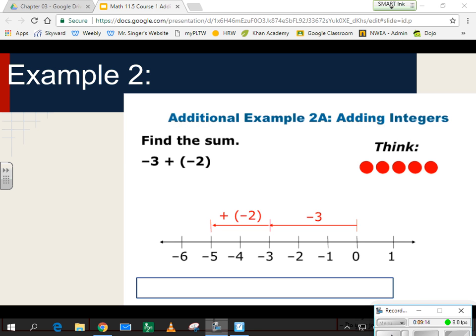Well, all you have to do is think, making each little dot for each number. You have 3 dots and then 2 more dots. They're both negative, so you can use red dots for negative, and you'll see that you get negative 5.